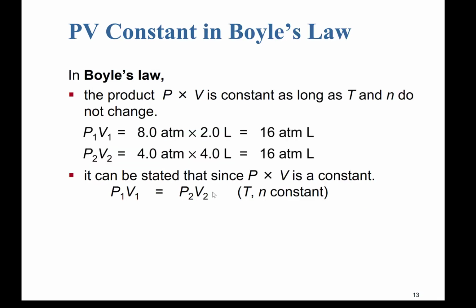So if we're going to look at an inversely proportional relationship, then we say P times V is a constant. So you can see here, if I take 8 times 2, that's the same as 4 times 4. So the relationship that we have is P1V1 equals P2V2, meaning the pressure times the volume now is going to be the same as the pressure times the volume later.